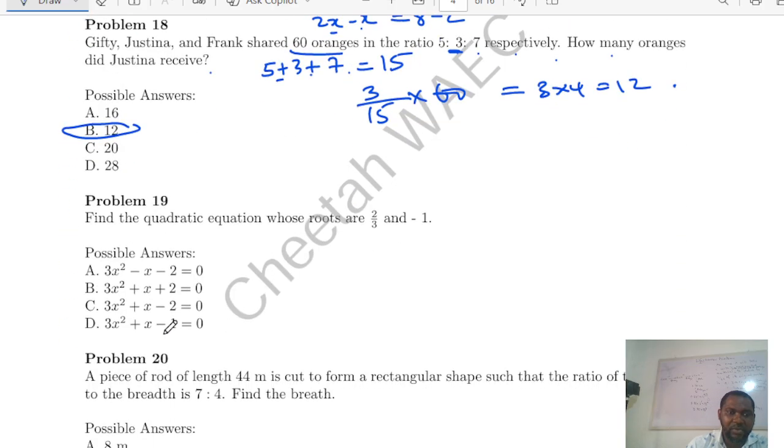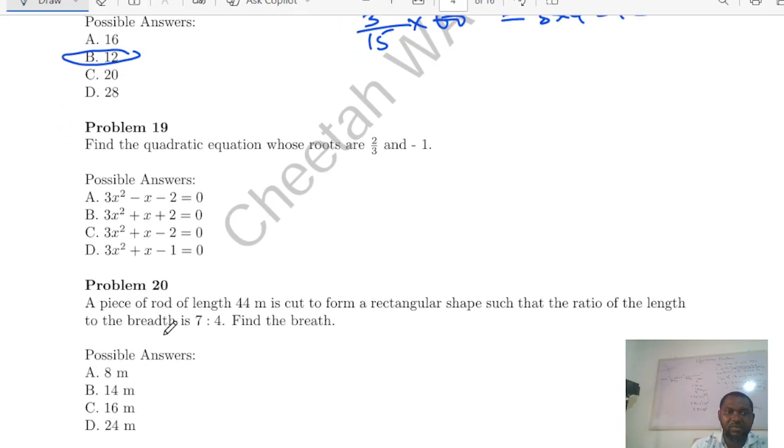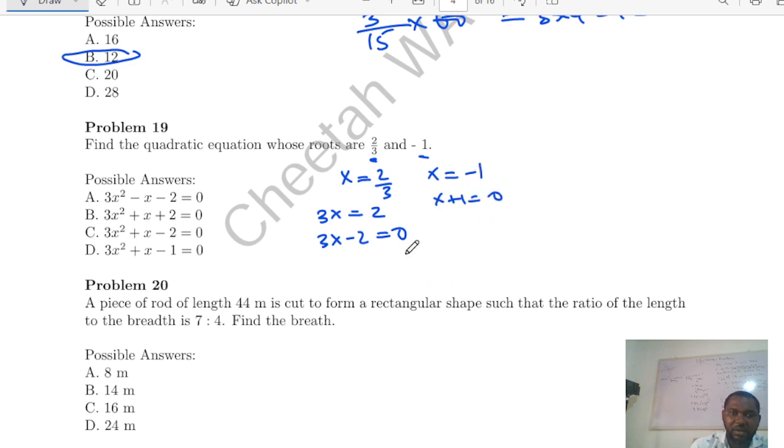Quite easy. Okay, so the next one says, find the quadratic equation whose roots are this and this. There are 2 methods to do this, but let me use this. Let's start with saying x is 2 over 3 and x is minus 1. We can make them factors. Cross multiply: 3x is equal to 2, so 3x minus 2 is equal to 0. You see that? And here, if minus 1 crosses, you have x plus 1 is equal to 0. So what this simply means is that 3x minus 2 into x plus 1 is all equal to 0.